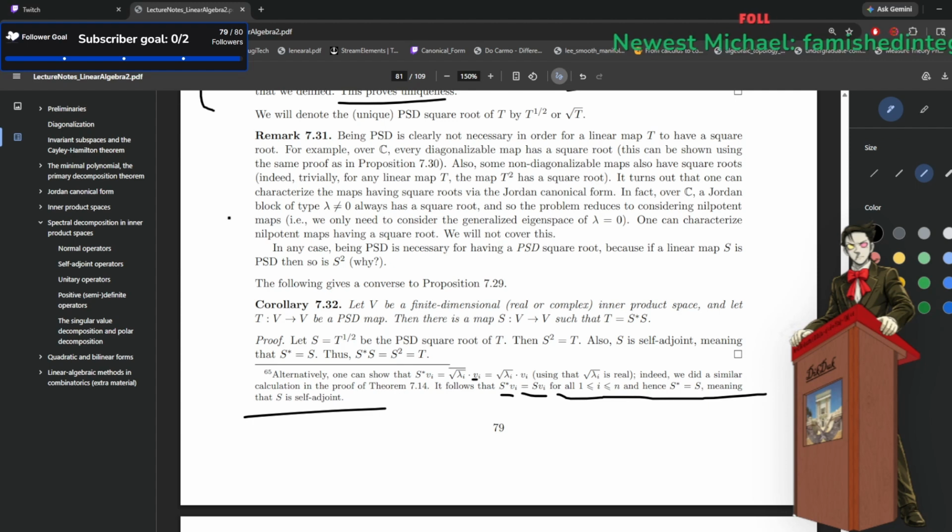In fact, over C, a Jordan block with lambda not equal to 0 always has a square root. And so the problem reduces to considering nilpotent maps, i.e., we only need to consider the generalized eigenspace of lambda equal to 0. So one can characterize nilpotent maps having a square root. We will not cover this.